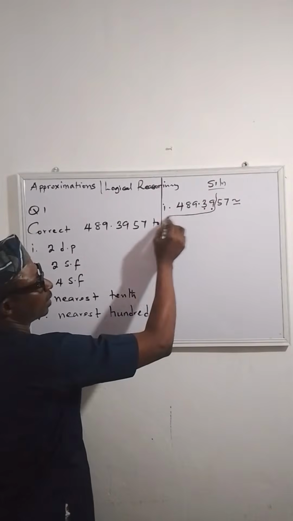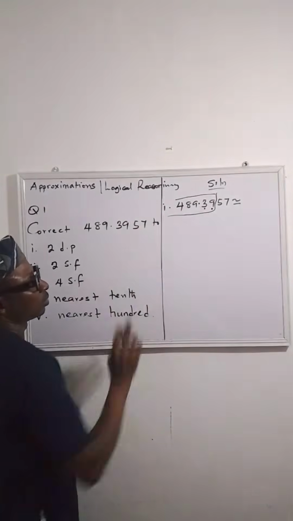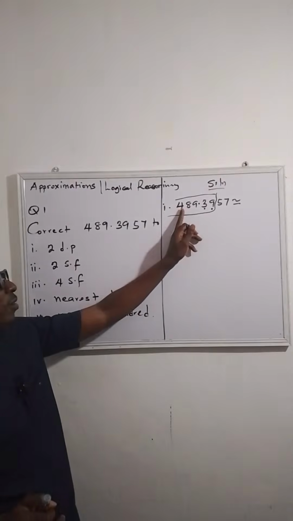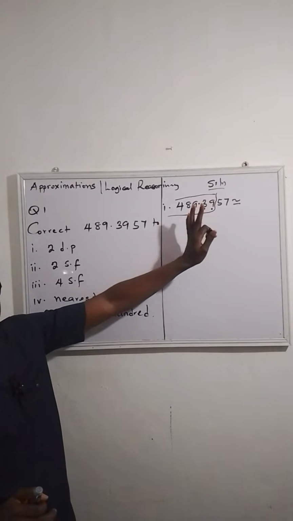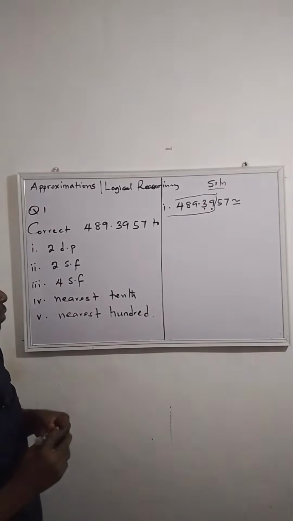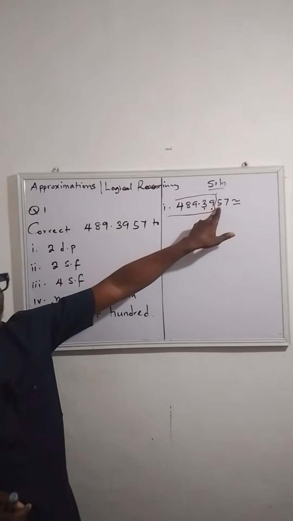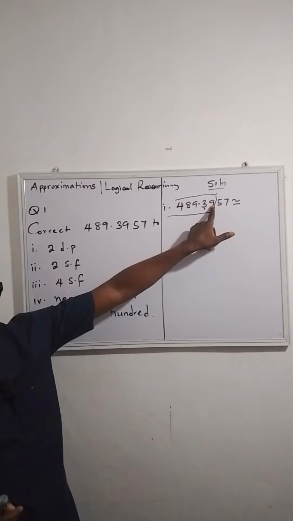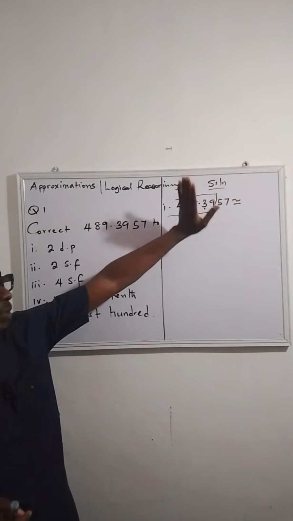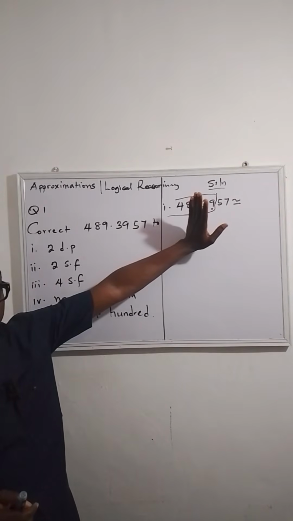Now, you are going to write everything here out. So this is what you're expected to write: 489.39. But before you write your answer, you have to look at the next digit after the last digit you have. If it's up to 5, you increase the last digit here. If not, you throw away the remaining digits. I hope you understand that.